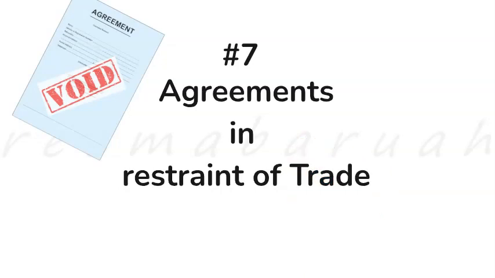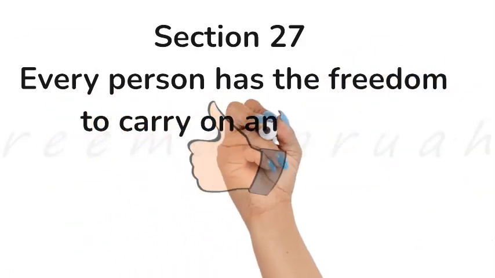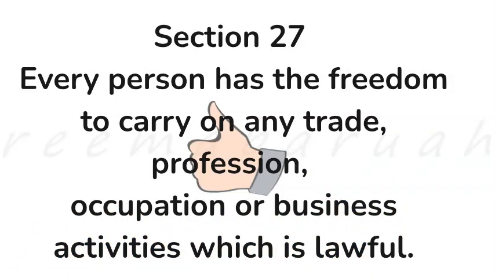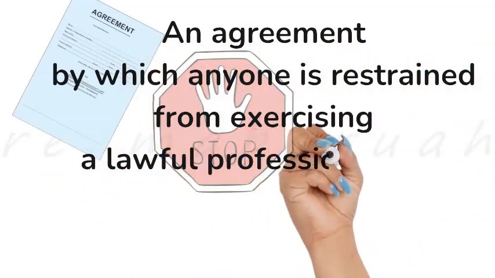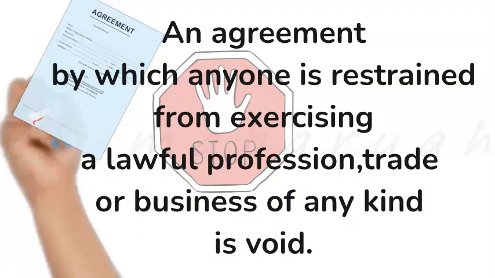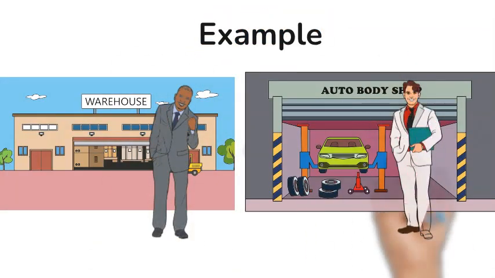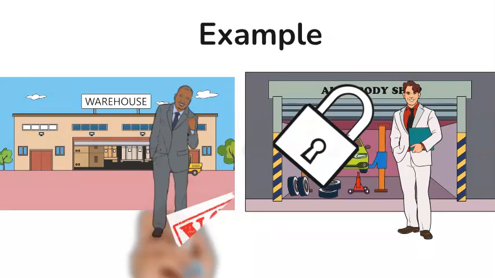Next point: agreements in restraint of trade. According to Section 27, every person has the freedom to carry on any trade, profession, occupation, or business activities which is lawful. An agreement by which anyone is restrained from exercising a lawful profession, trade, or business of any kind is void. Example: Ramlal and Mohanlal are shopkeepers in a locality of Guwahati. Ramlal agreed to pay a sum of rupees 2 lakhs to Mohanlal if Mohanlal would close his business in that locality. This is a void agreement.